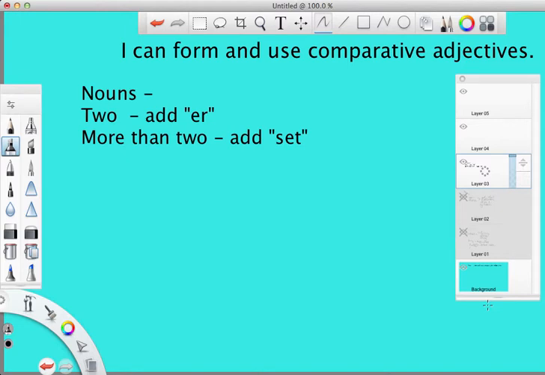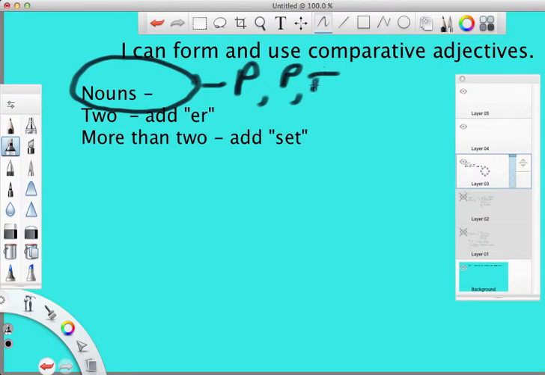Okay, so today we are going to be working on comparing both nouns and adjectives, even though that doesn't say anything about nouns. But let's talk about nouns first. When we talk about nouns, we talk about a person, a place, or a thing. That should be pretty familiar. A person could be a boy, a place could be Chicago, Detroit, Hawaii. A thing could be a ball, it could be a cat. So, nouns are persons, places, or things.